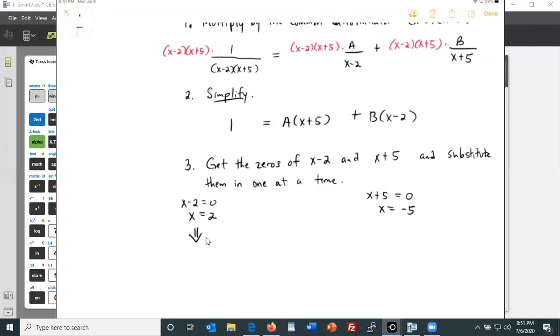Okay, so first we're going to plug in x equals 2 to this entire equation. All right, so we get 1 equals A times 2 plus 5 plus B times 2 minus 2. And that's coming from that step there by letting x equal 2. Now, conveniently enough, we get 1 equals 7A plus 0. So then therefore, A would equal 1 over 7.